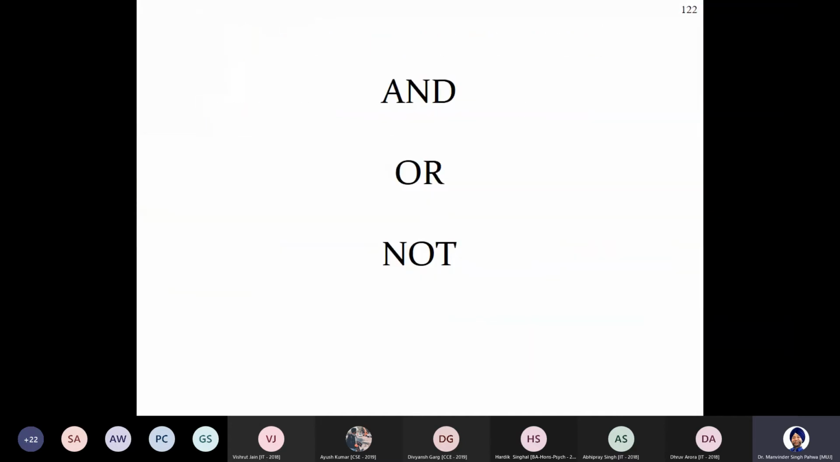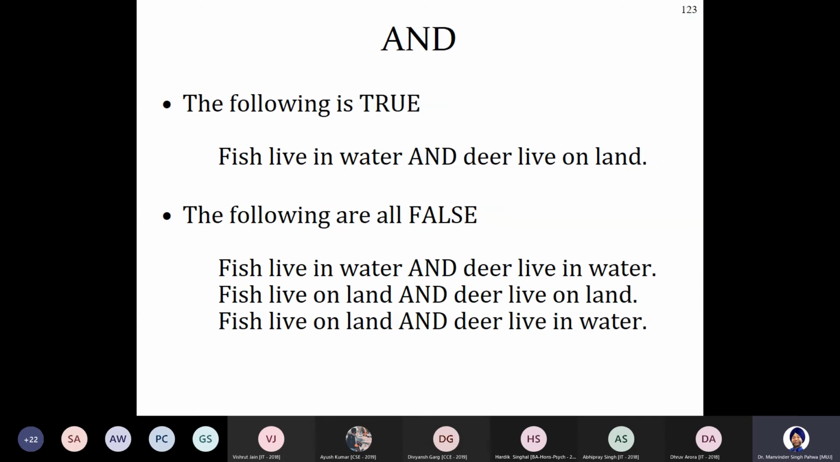Now in the same way there are AND, OR, and NOT. In physics these are called logical gates or logic gates. So, for example, the following is true: fish live in water and deer live. So you have to choose both. AND tells you how to take both things together. If both things are not present, then it is false. Even if one thing is absent, it will be false, because it is just the opposite of OR.